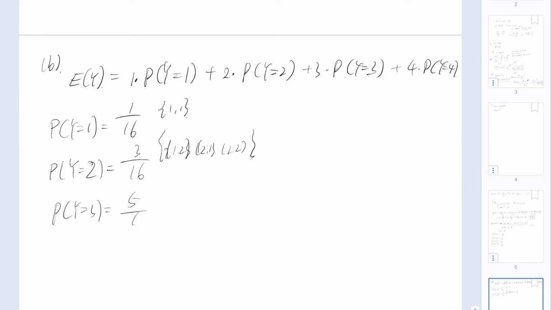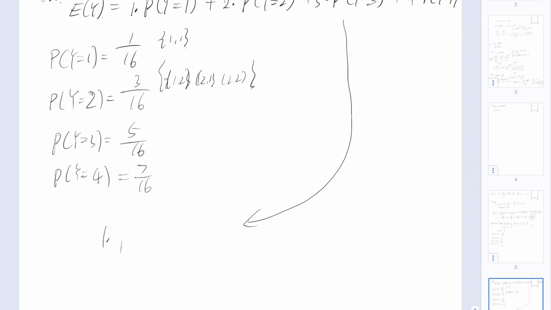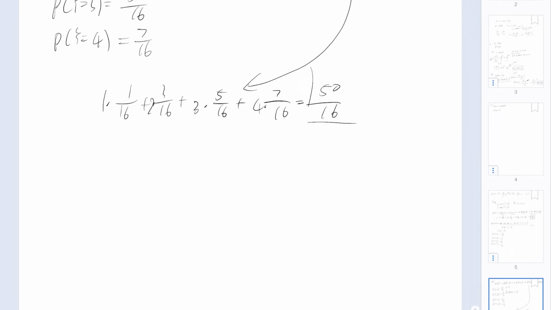And the probability of y equal to 3 is just 5/16. Probability of y equal to 4 is just 7/16. So this formula is just equal to 1 times 1/16 plus 3/16 times 2, and 3 times 5/16, 4 times 7/16. That's just 50/16. So that's part B.